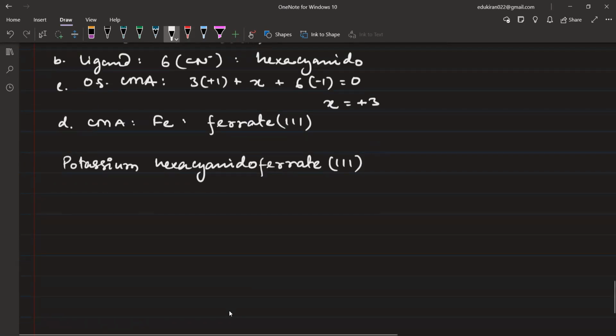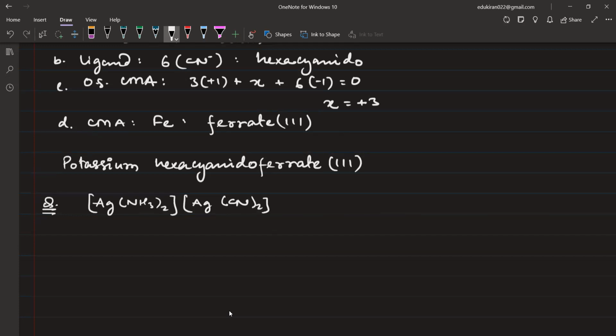So see an example. You have [Ag(NH3)2] and here you have [Ag(CN)2]. Now in this case, we have what? Cationic and anionic. Both of these are coordination entities only. In these types of cases, first of all you will find out the oxidation state of the metal atom because the metal atom is the same.